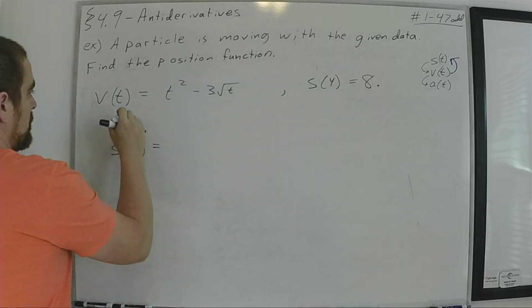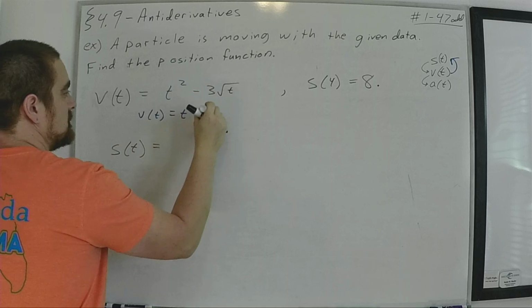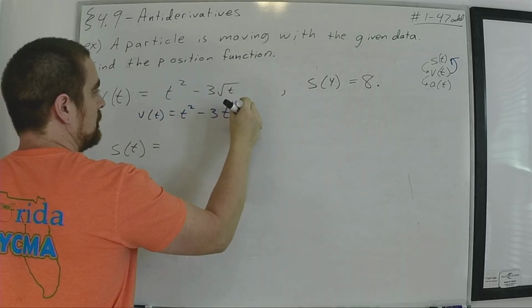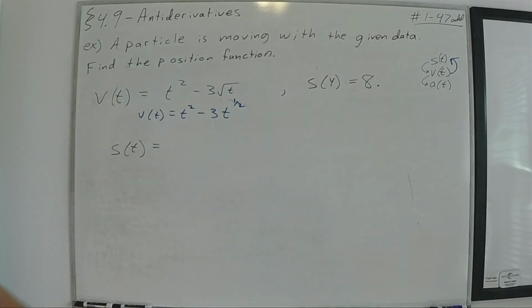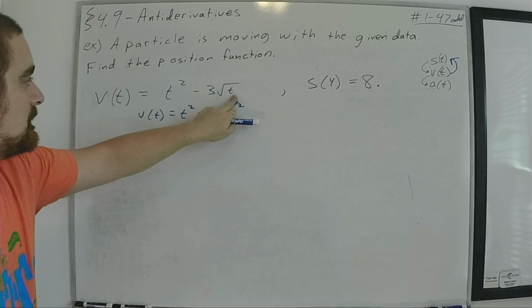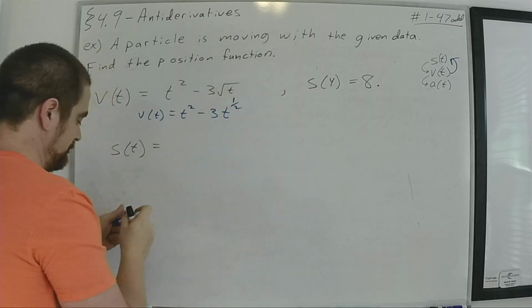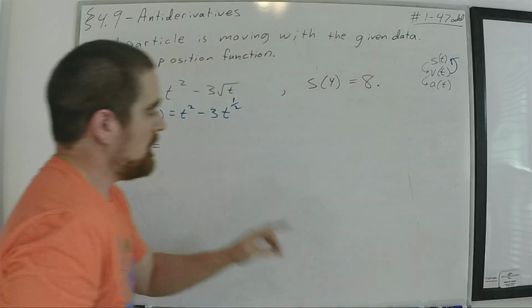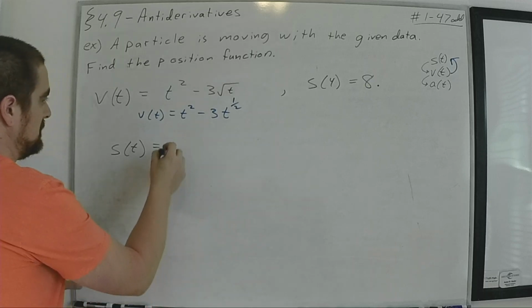So right off the bat, notice that v of t has this square root in it. So I'm going to write that as a 1/2 power. I'm not finding the antiderivative. I'm just simply rewriting the radical as a 1/2 power, so we can see that power a little easier. Okay, now let's recover that position function, the most general form with the plus c in it.